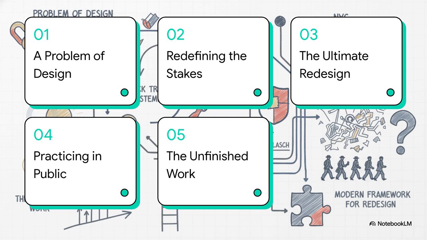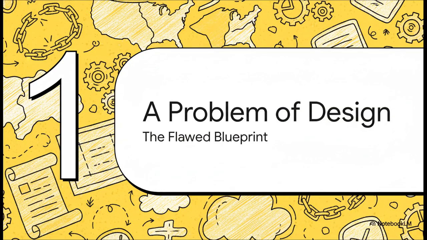First, we'll frame the Civil War as a crisis of a flawed national design. Then, we'll get into the pressures that forced a radical change, look at the redesign itself, see its dramatic public impact, and wrap up with the unfinished work that continues to this day. Okay, let's jump right into Section 1.